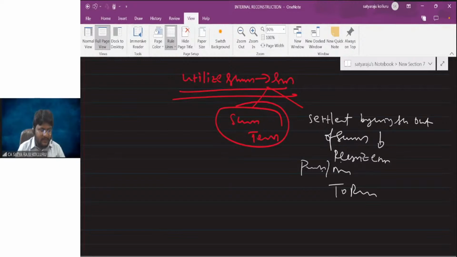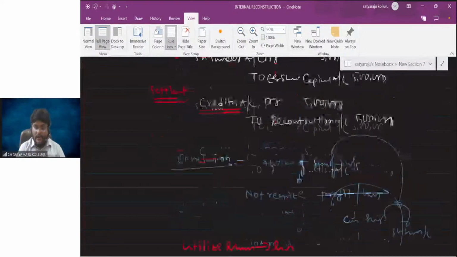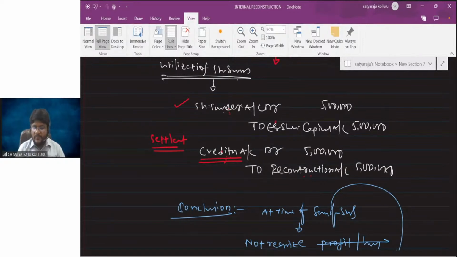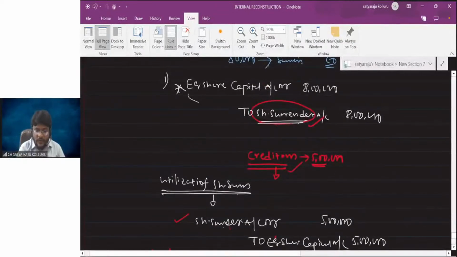This is only a single case I gave. Can I pass the net entry in this case? No, don't pass the net entry. I told the reason. If you pass the net entry at this stage, then what happens? Share surrender account is different, reconstruction account is different. Now, at the time of utilization, you first need to reverse this portion.